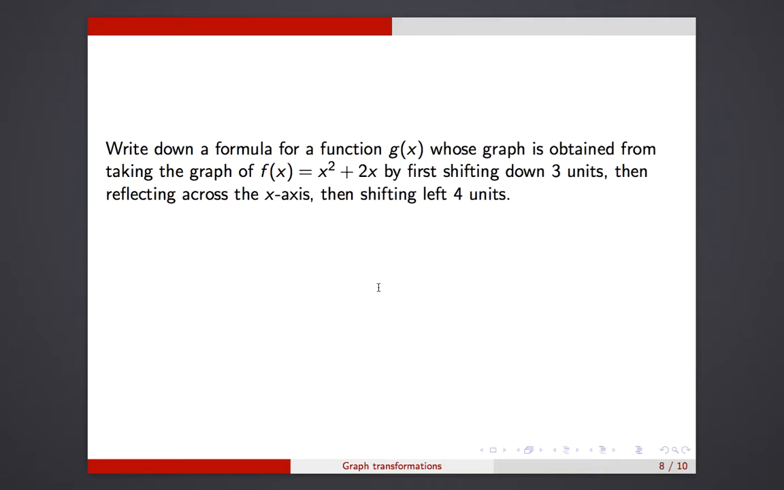Okay, so here's another question that gets at whether you understand transformations or not, sort of a backwards question. It says, write down a formula for g whose graph is obtained from this x squared plus 2x guy that we've been dealing with. What I want to do is shift this guy down by 3, then reflect across the x-axis, then shift left 4. So this is 3 steps, and we have to do them in order.